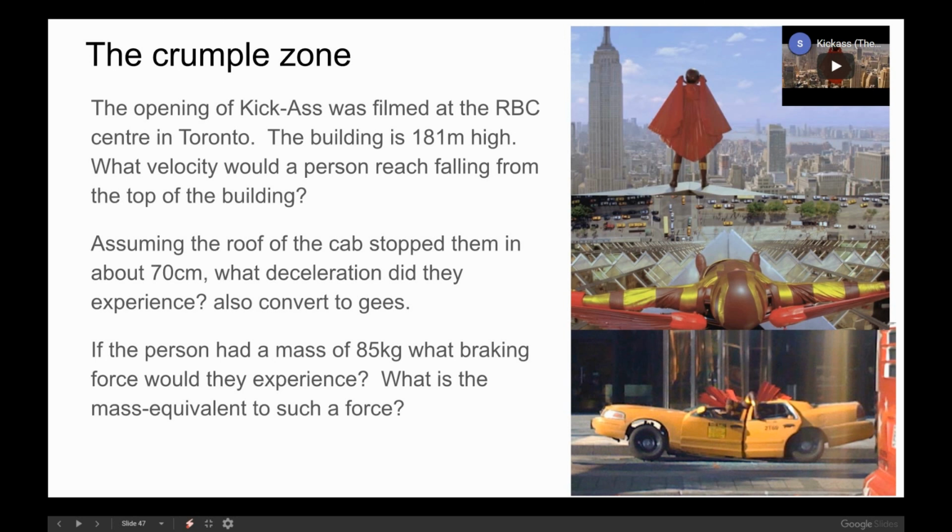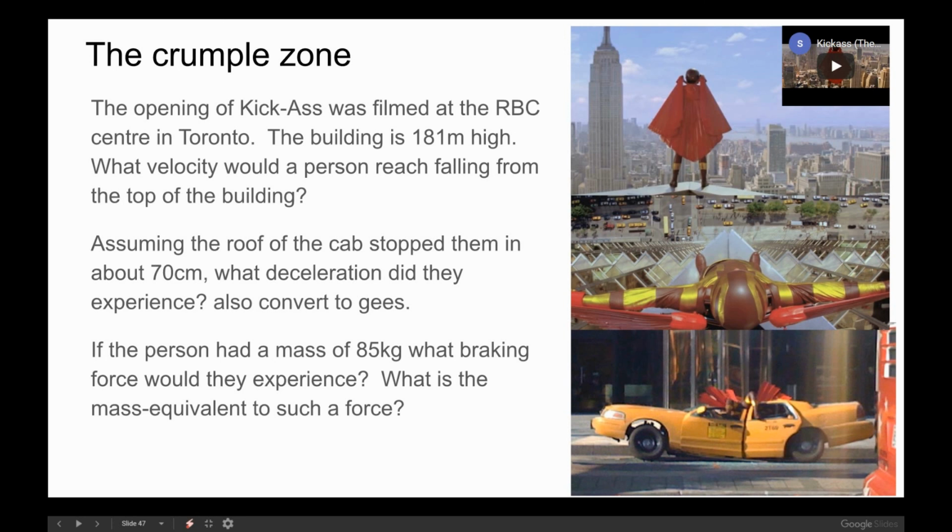Now, the crumple zone is where we can combine our problems. And I'm going to show you the opening to the film Kick-Ass. But basically, this person falls 181 meters. You can watch the clip yourself because, again, I'm not going to show a YouTube video internal to a YouTube video.